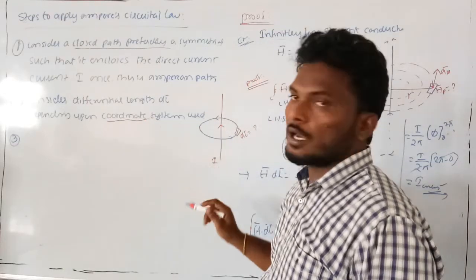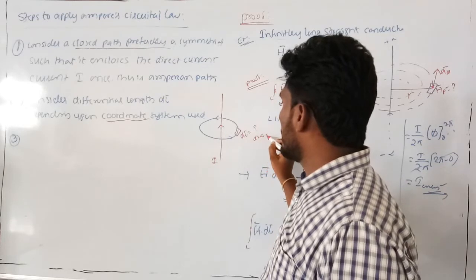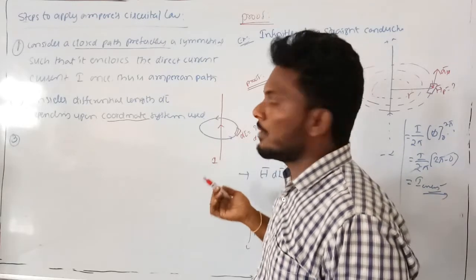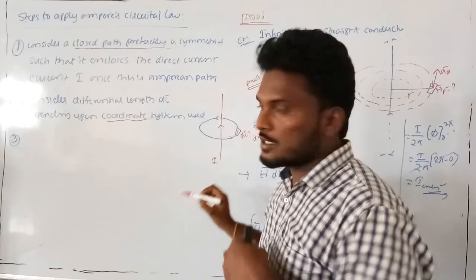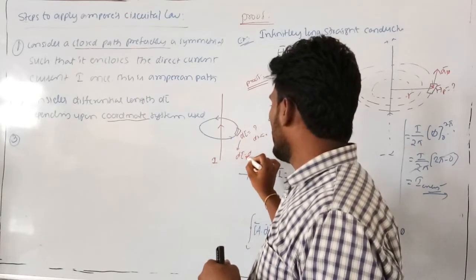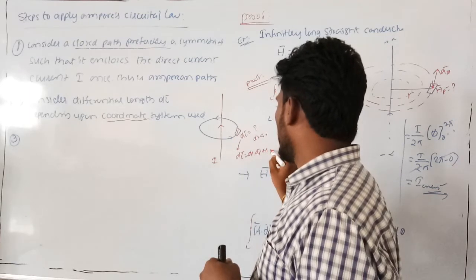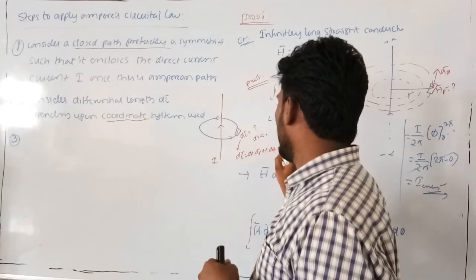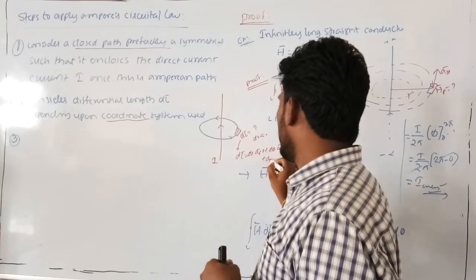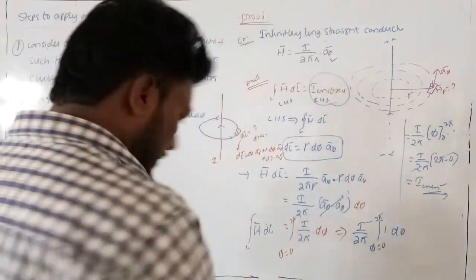Suppose you take a Cartesian coordinate system, the differential vector length is dx ax bar plus dy ay bar plus dz az bar. And if it is a cylindrical system, what is the differential vector length? dl bar is equal to d rho a rho bar plus rho d phi a phi bar plus dz az bar. Now what about step number 3?